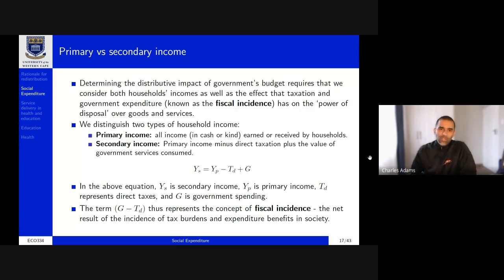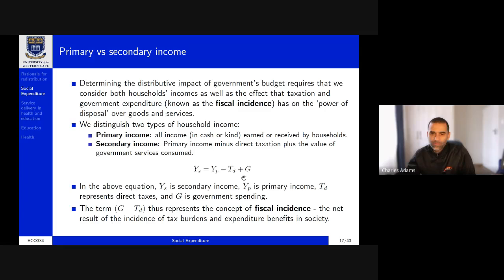Primary versus secondary income. So this is something that gets used in the analysis of fiscal incidence. In other words, how does government's budget affect individuals or groups of individuals across, say, the income distribution? So here we distinguish between two types of household income. There's primary income, which is all income in cash or kind, earned or received by households. So this is market income essentially. Then we consider secondary income, which is primary income minus direct taxation plus the value of government services consumed. And that's given by the equation over here, right?